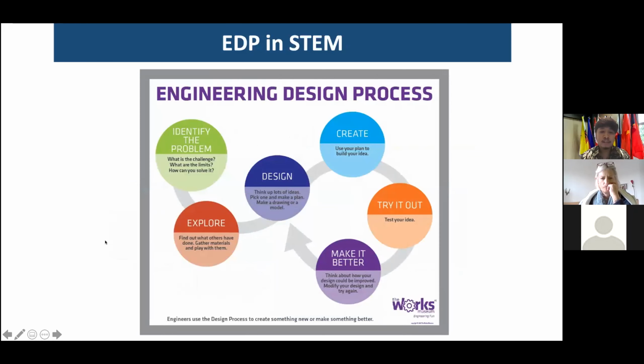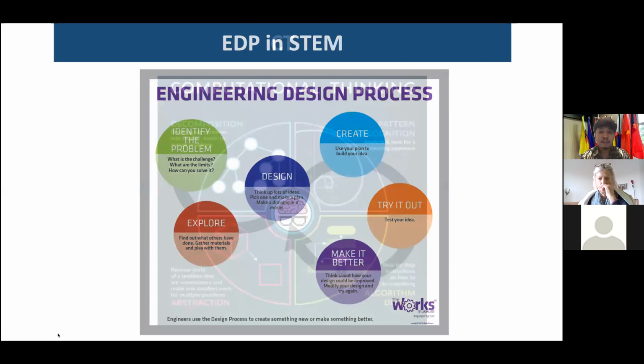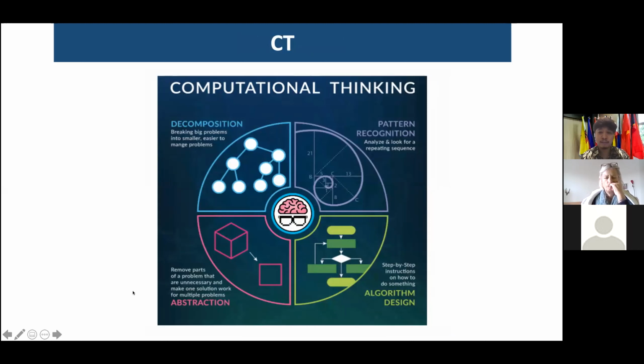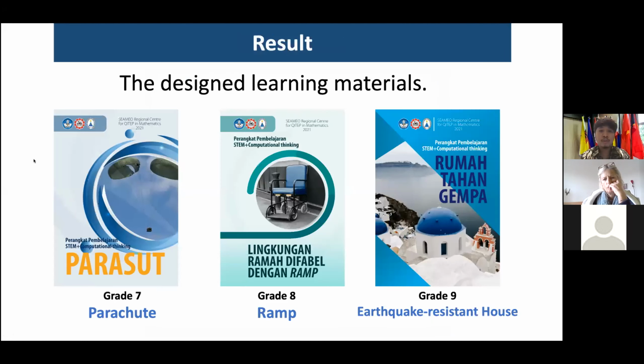In the STEM activities, we use the EDP, the engineering design process, as the main activity in our STEM lessons. And for computational thinking, we have four main components like this to be embedded in our lessons. So here we successfully developed three STEM activities for grade 7, grade 8, and grade 9. Grade 7 is about parachutes, grade 8 is about RAM, and grade 9 is about an earthquake-resistant house.